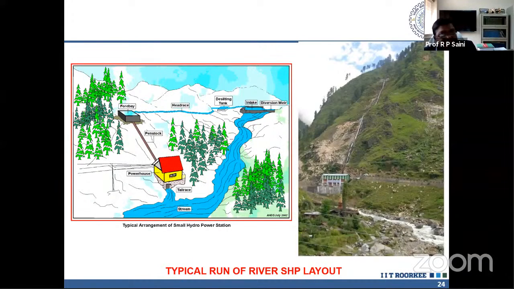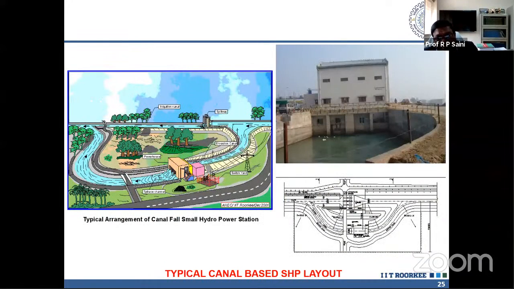Next, if you don't have the hills, you may have a canal network. In this canal, a huge quantity of water will be there, but the head will be very small. And you know the power is Q into H, discharge and head.